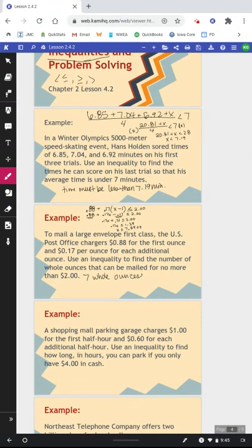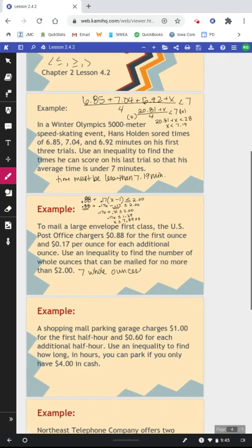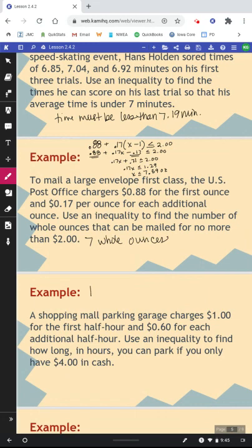A shopping mall parking garage charges $1 for the first half hour and 60 cents for each additional half hour. Use an inequality to find out how long in hours you can park if you only have $4 in cash. So here we have $1 for the first half hour plus 60 cents for each additional half hour.